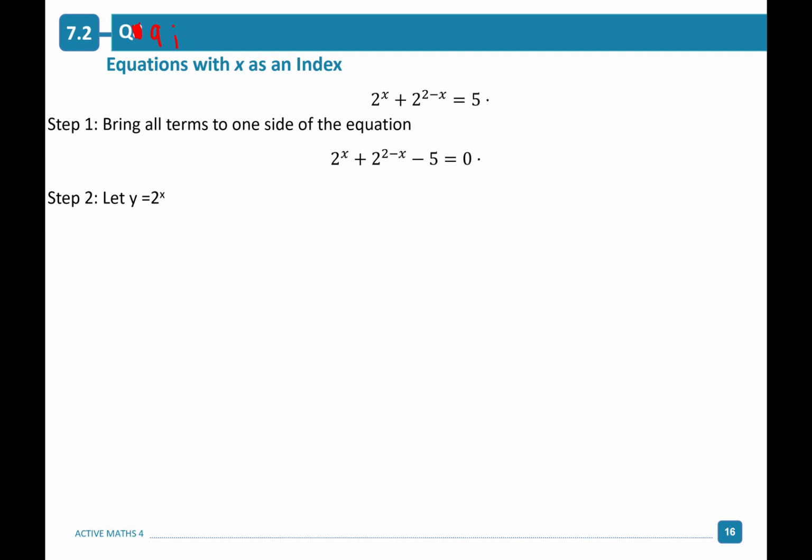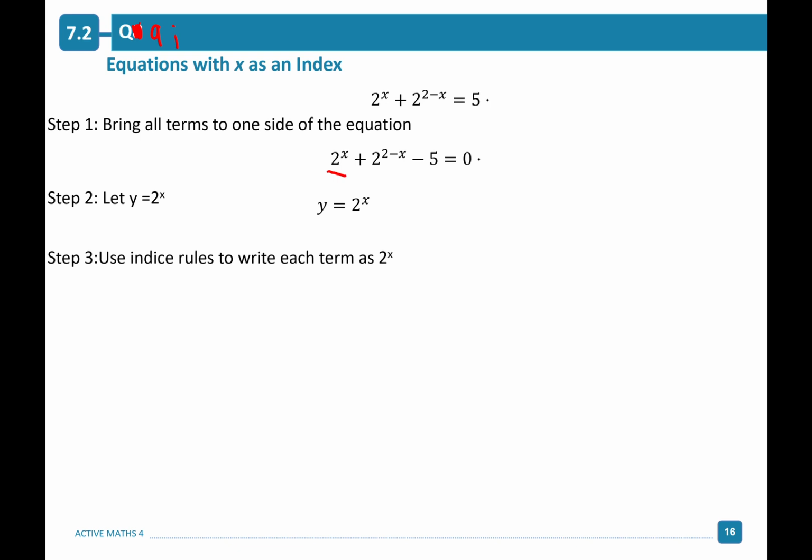From here, we let y equal 2 to the power of x. So wherever I see 2 to the power of x, I want to substitute in for y. This will give me a quadratic equation which I'll be able to solve. In order to substitute in y for 2 to the power of x, we must use our indices rules to write each term as 2 to the power of x. So let's look at our indices rules and see how we can manipulate our equation.